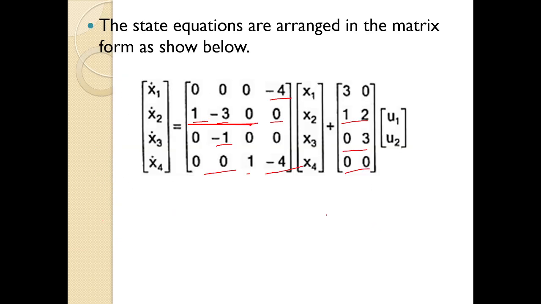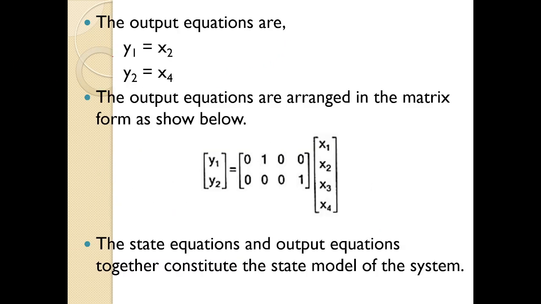Therefore, the output equation: y1 of t is x2 and y2 of t is x4. So you just put it in matrix form. y1 of t, y2 of t. Here our variables are x1, x2, x3, x4. So y1 is equal to only x2, meaning the coefficient of x2 is 1. x1 is not there, x3 and x4 are not there. So 0, 1, 0, 0. And y2 is equal to only x4. Therefore the coefficients of x1, x2, x3 are 0: 0, 0, 0, 1. So this is our output equation.